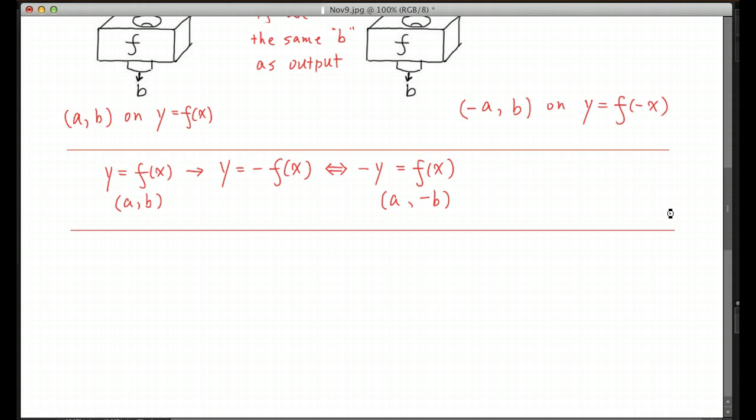Now what if we want to do this? -y equals f(-x). By the way, this one is equivalent to y equals -f(-x), because if you multiply by -1 on both sides, you should get this. Of course, we understand the conclusion.